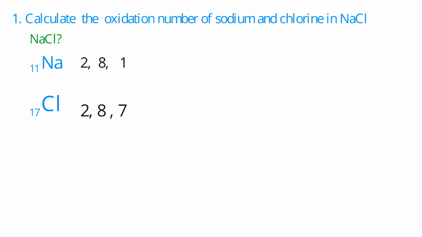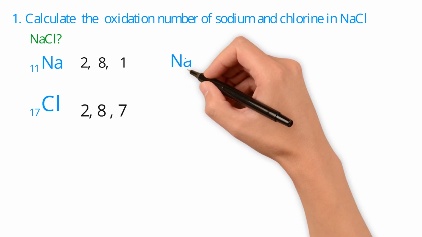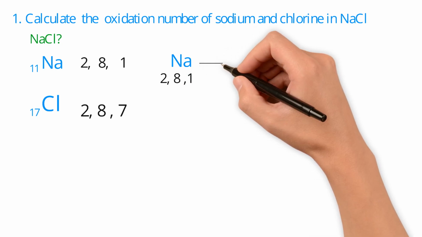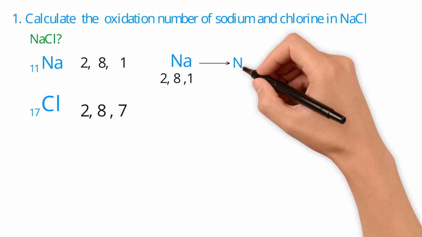Chlorine atom, atomic number 17, electron configuration in main shell 2,8,7. 7 is the valence electron of chlorine atom. Therefore, chlorine atom needs one electron to attain 8 electrons in its outermost shell.